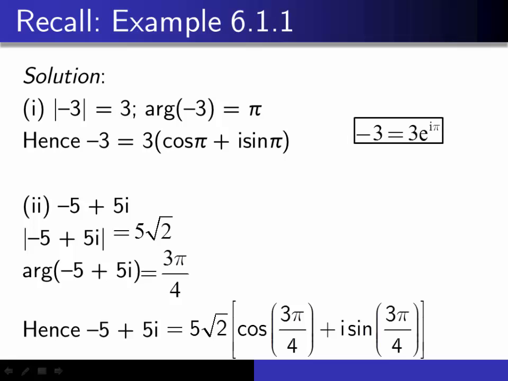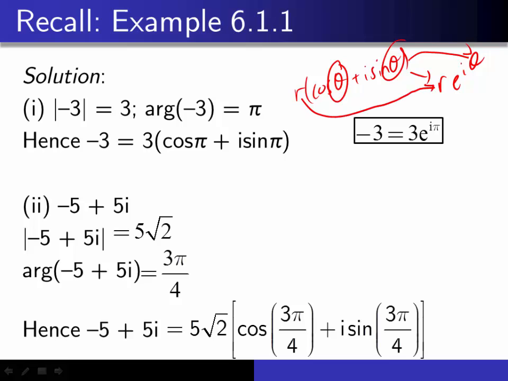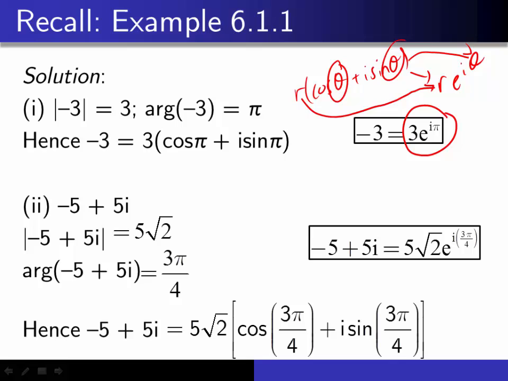All I have to do is rewrite my polar form into exponential form. The argument goes into the power, the modulus stays on the outside. So the exponential form of -3 is 3 times e to the power i pi. Similarly for part 2, this will be the exponential form of -5 plus 5i.